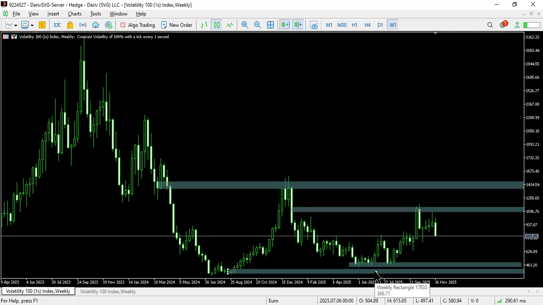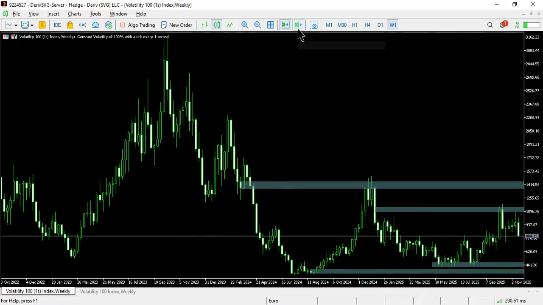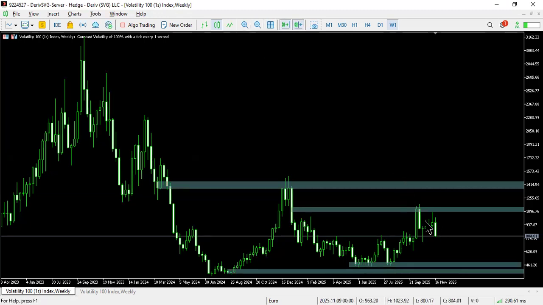So our bias is bearish. We are going to be looking for selling opportunities because price is moving from the supply zone headed to the demand zone. So that is all from the weekly time frame. We only get our bias from the weekly time frame.